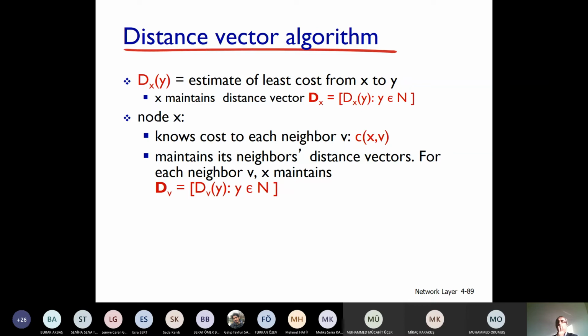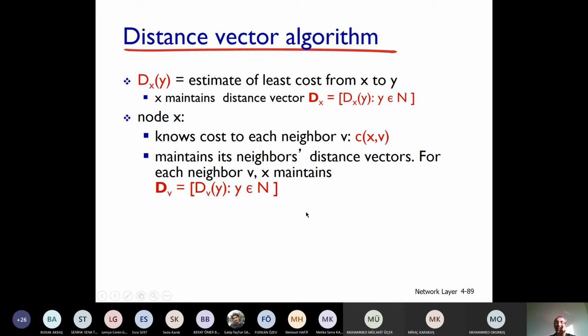So let's go over the algorithm again. What we are trying to do is estimate the least cost from node X to node Y. In other words, node X is the source, node Y is the destination. The node X, which is the source in our case, maintains the distance vector dx, which is equal to dx of Y, and we calculate this for all the Y that are elements of the set N. The node X, in our case U, knows the cost to each neighbor V, and we notate this with c of X,V, and then maintains its neighbor distance vectors. For each neighbor, we calculate or maintain this value from V to Y.